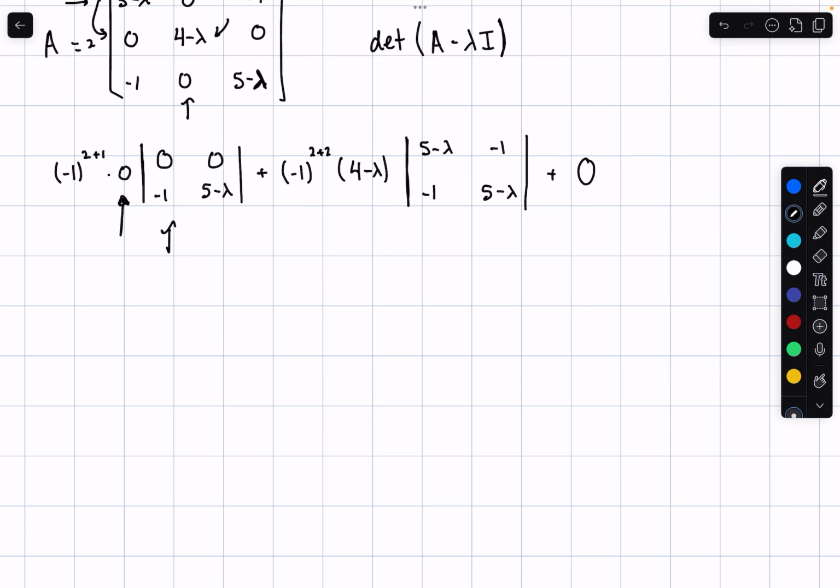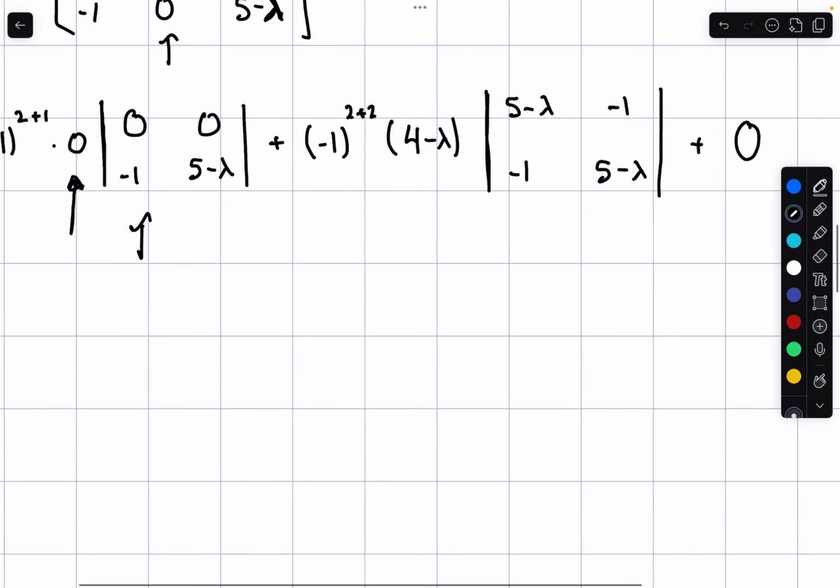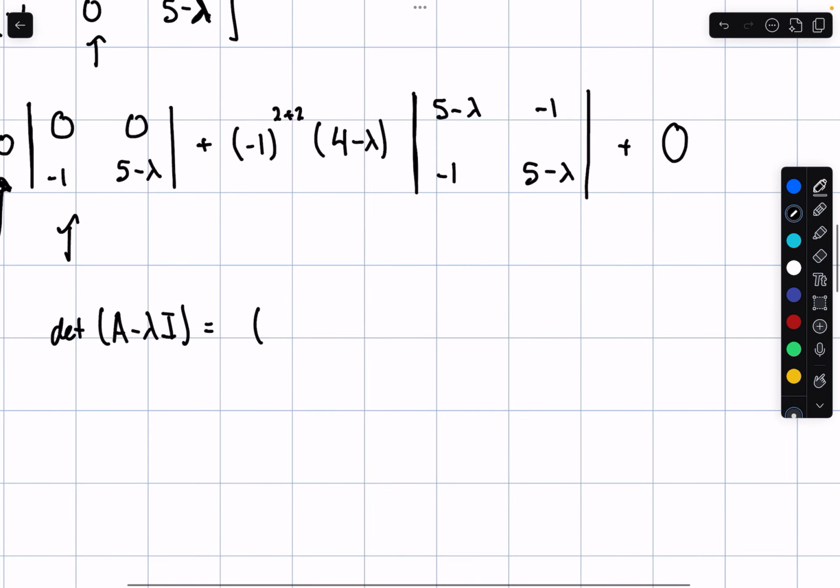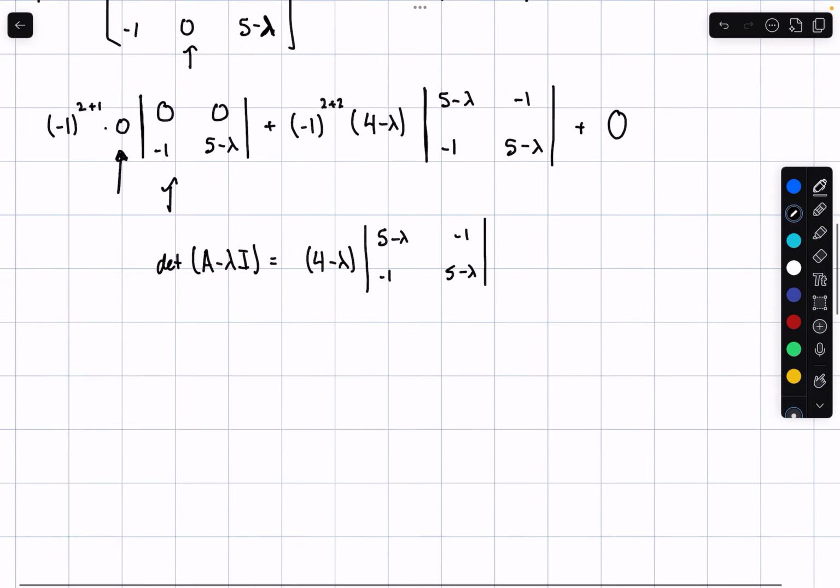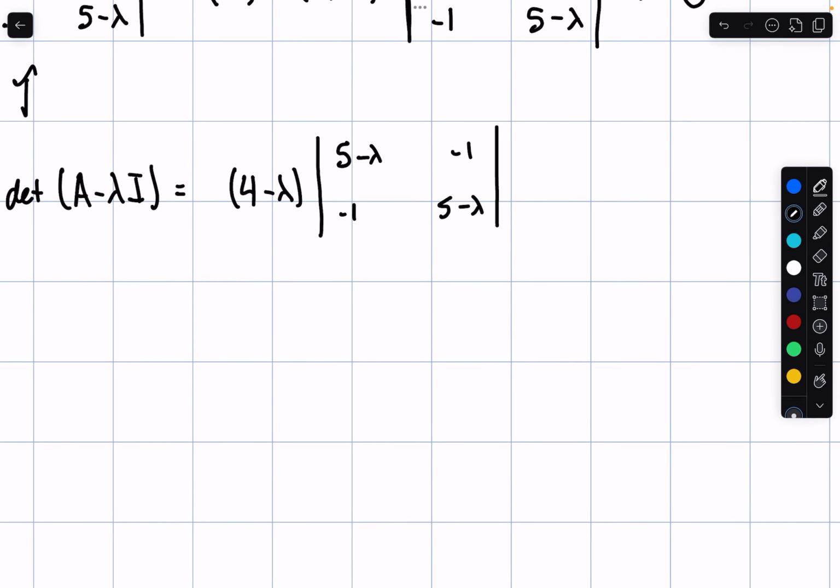So now that we know this is 0, we can rewrite our whole expression. -1 to an even power is just 1, so we can ignore it. And so we're left with the determinant of A minus lambda I is equal to 4 minus lambda times the determinant of 5 minus lambda, -1, -1, and 5 minus lambda. And so to calculate the determinant of a 2 by 2 matrix, all we do is we multiply this diagonal, and we multiply this diagonal, and we subtract the second multiplication from the first one.